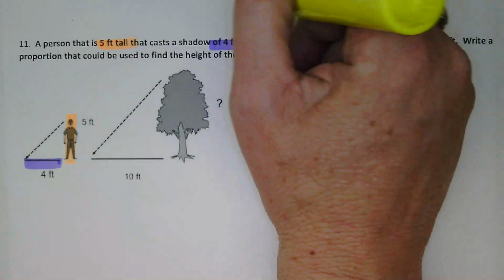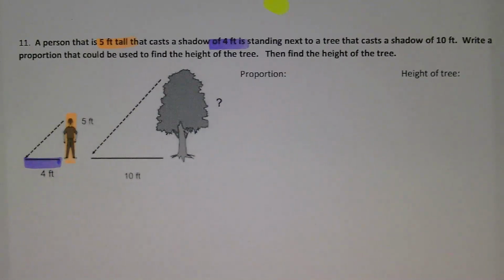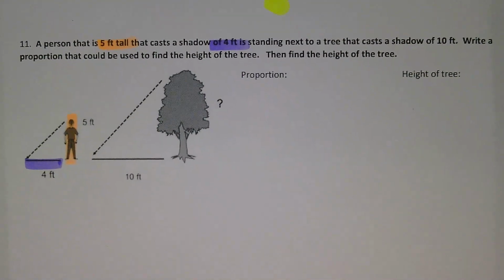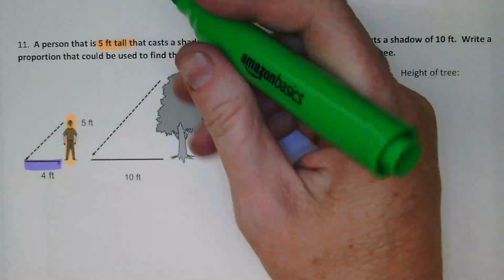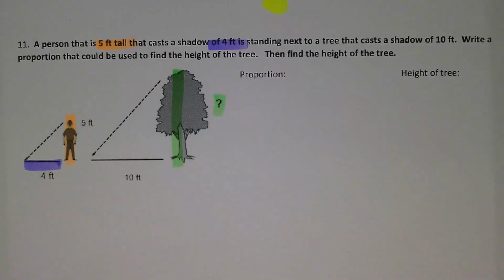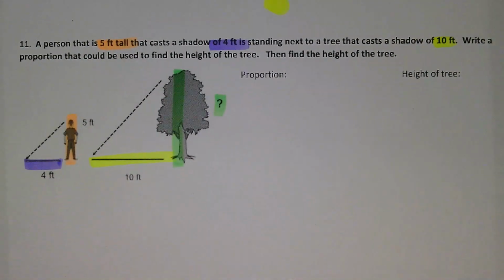It means the sun is somewhere up over in this area, right? And then let's see, we got it next to a tree. Now the tree, we do not know how tall it is. It's just saying standing next to a tree. That's an unknown height. That's what we're trying to figure out. And it's labeled here with a question mark. But we do know that the shadow is 10 feet. So the shadow here is 10 feet.